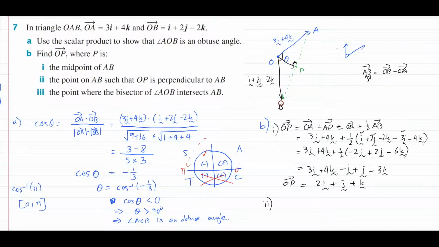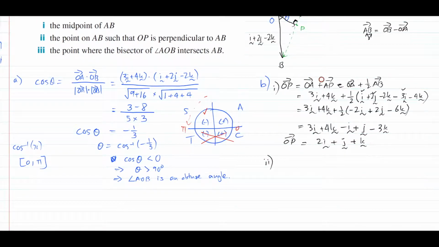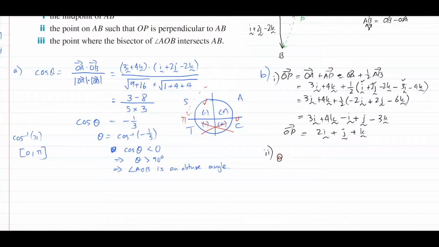The first thing you want to do here is find vector OP first. What can OP be? As we mentioned before, OP is OA plus AP. But unlike last time where AP was half of AB, this time it's not halfway. We don't know, so you can only say that OP is OA plus some scalar multiple, we'll call that lambda, of AB. That's all we can say.